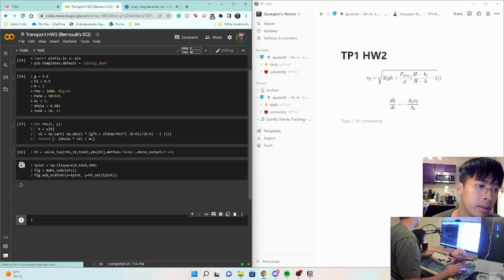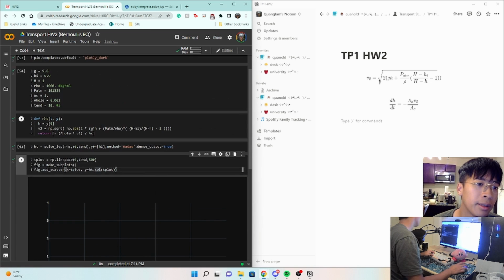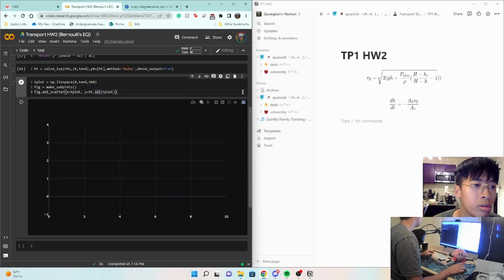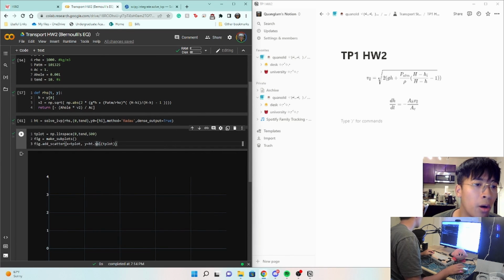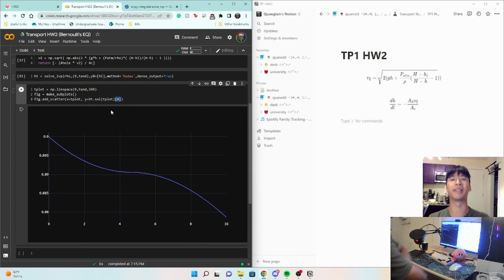Believe we're all good. We're not good. What's wrong? What is wrong here? Oh, I believe we need to grab the function. Yeah, we need to grab the first value in the output. So what do you notice here? It looks really wrong, doesn't it?